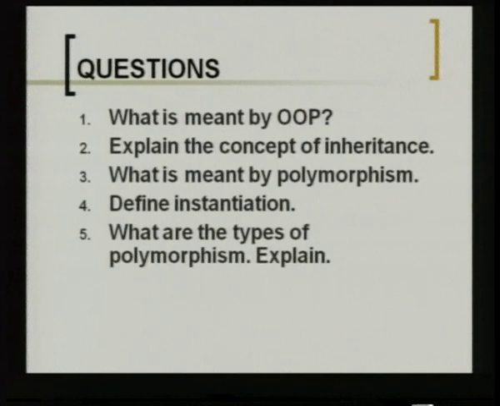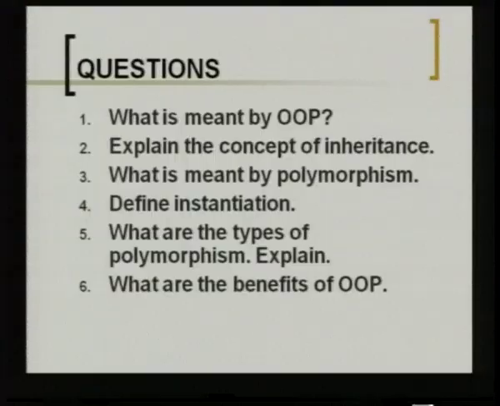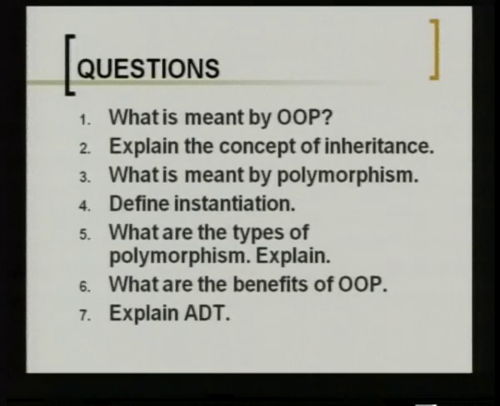Types of polymorphism, we have static and dynamic, and we have seen the features of both. The benefits of OOP are nothing but the use of inheritance and polymorphism which enable us to reuse the code. ADT we have seen in detail, it exports a type, it exports a set of interactions. So, based on the type and interactions, the objects communicate with each other and define their own values.